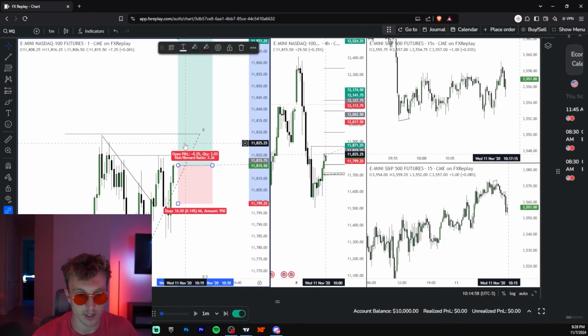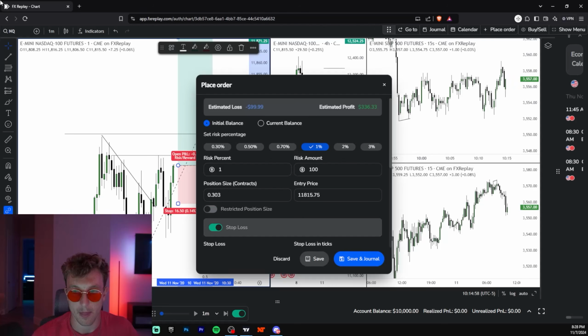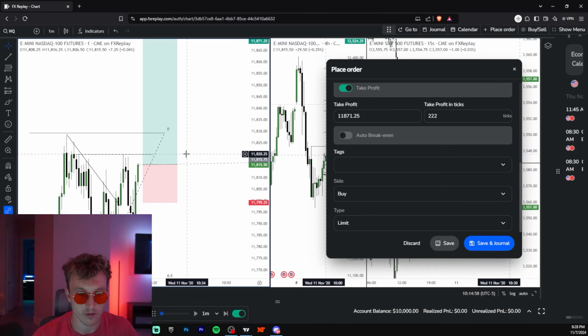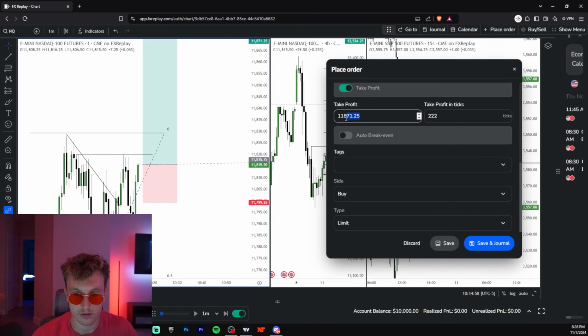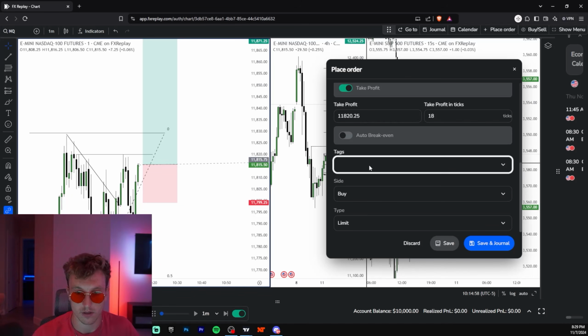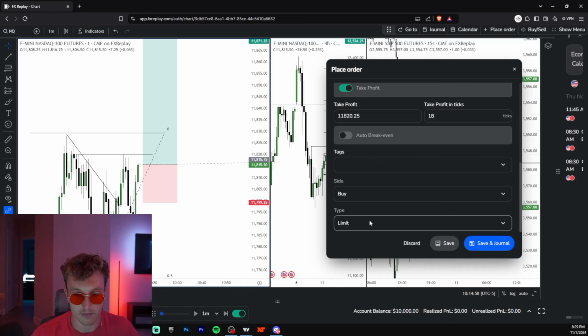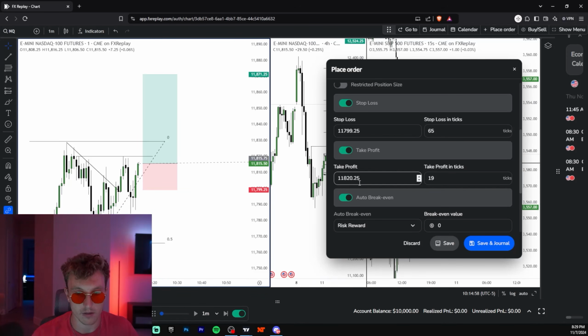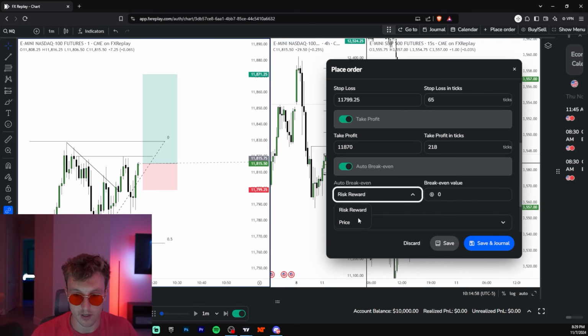We have equal high, so a really nice break-even point. 1% risk. Auto break even at 11,820.25. We're gonna do buy market. Oh, that's not right. No, we gotta do TP would be 11,870. And then auto break even at 11,820.